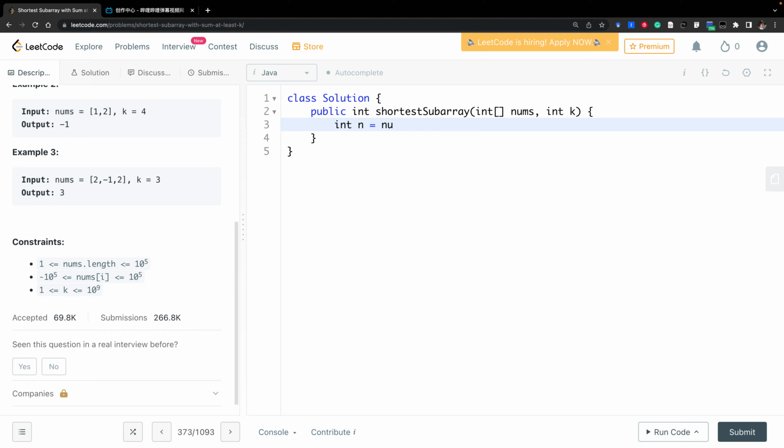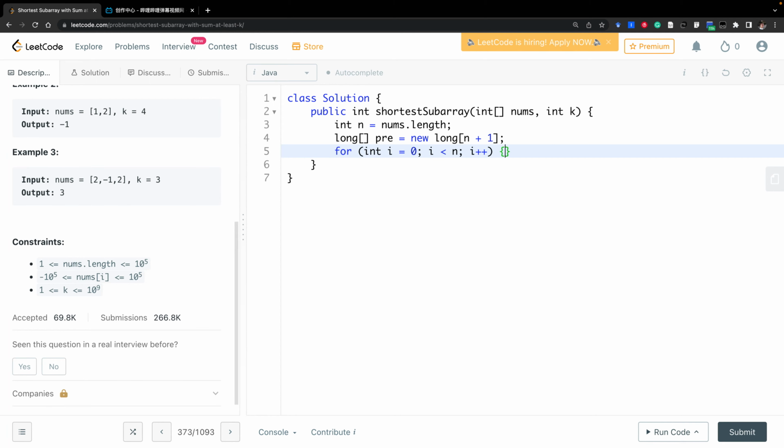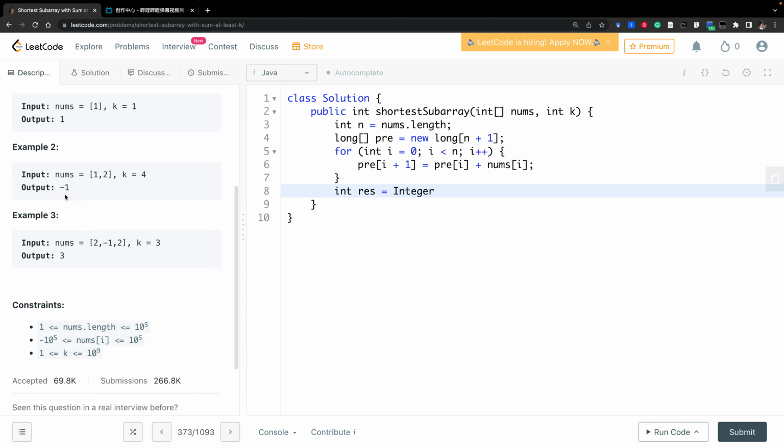First things first, we need n, which is the length of numbers. Then we also need a prefix sum array. The prefix sum array should be long because of the data scale, it can cause integer overflow. Then it will be n plus 1. And then we fill this prefix sum array. I equal to 0, I less than n, I plus plus. pre I plus 1 equals pre I plus numbers I. Okay, now we get the prefix array. Then we need the result. Because it can have no answer, which is negative 1, we should initialize it as integer max value. Well, in the end, return negative 1 if result equals integer max value, otherwise just result.